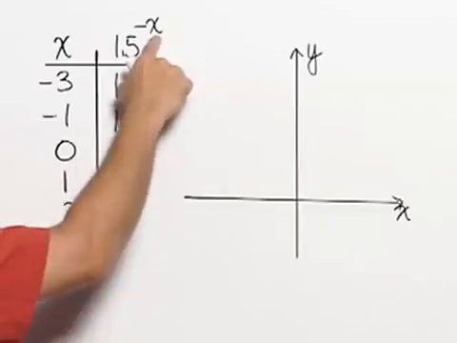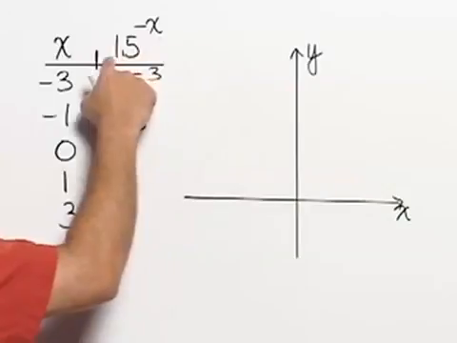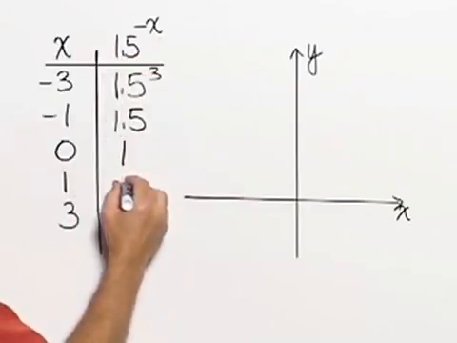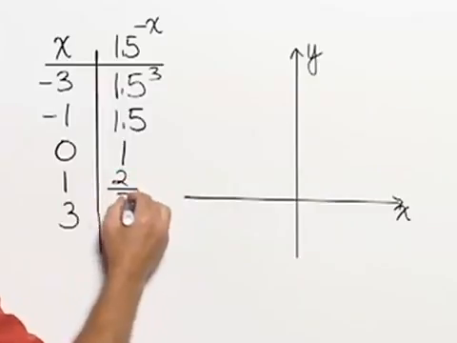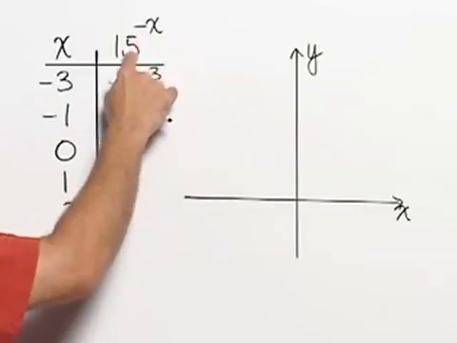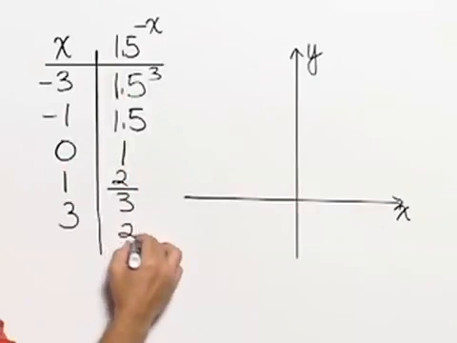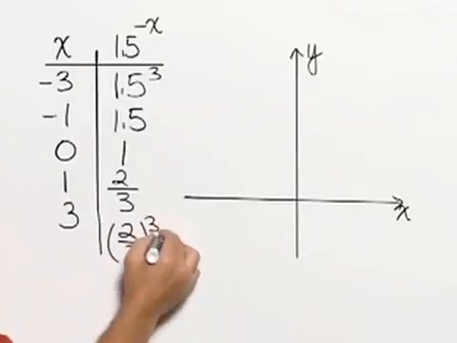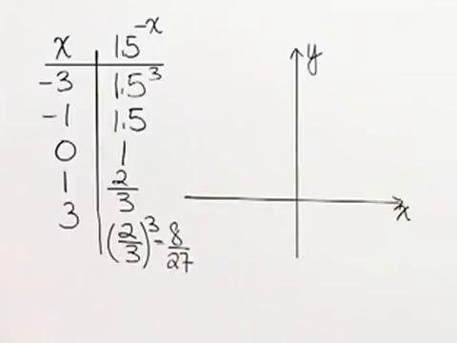When we substitute 0 in for x, we get 1. When we substitute in 1, we get 1.5 raised to the negative 1, which means if I think of 1.5, that's really 3/2, but then I want the reciprocal of it. In other words, 2/3. And for 3, we would have 1.5 raised to the negative 3. But again, if we think of 1.5 as 3/2 raised to the negative 3, that would really be 2/3 raised to the power of 3. And of course, this would be 8 over 27.